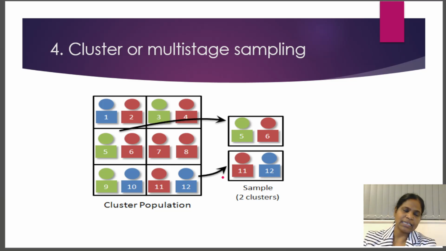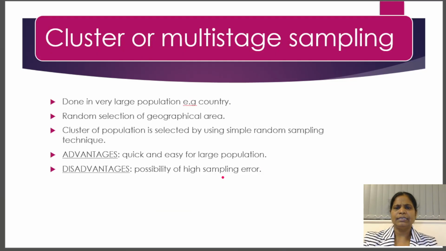Randomly the clusters are selected. Here you can use it as two stages. In the first stage, all members in the clusters are involved in the study, and in the second stage, members from the clusters are randomly selected. So when we say clusters, the population is divided into clusters, groups. For example, this can be used like multi-stage sampling.